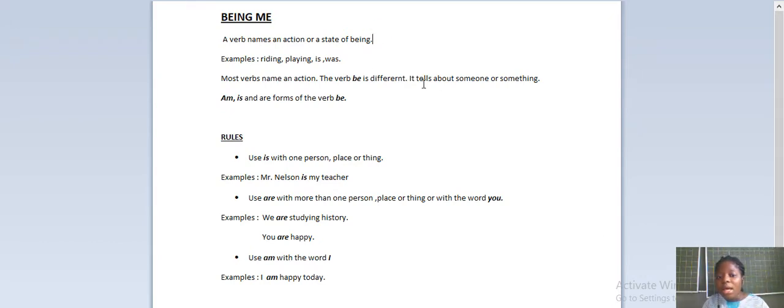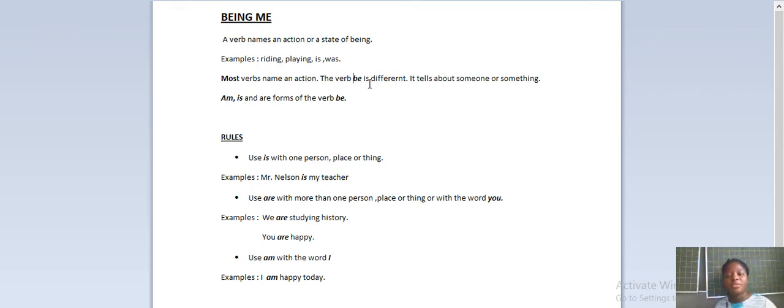Now, examples of verbs: riding, playing, is, was. Don't get confused. Just stay with us. This lesson is very understandable. So let's go. Most verbs, let me put this in bold so you understand how serious this is. Most verbs name an action. The verb be is different. It tells about someone or something.